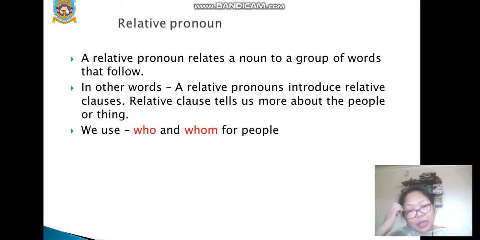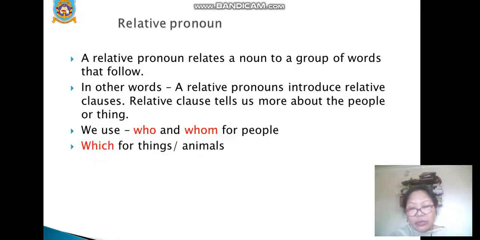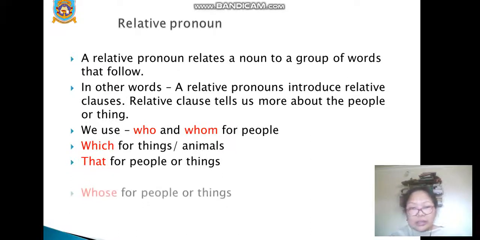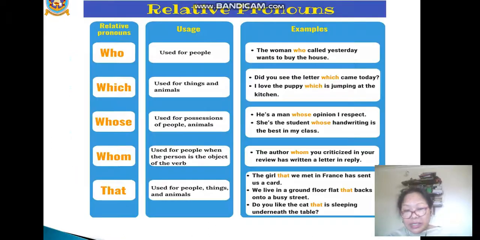In relative pronouns we use who and whom for people. We use which for things and animals, we use that for people or things, and we use whose for people or things. So these are the relative pronouns. Who is used for people. Example: the woman who called yesterday wants to buy the house. Which is used for things and animals. Did you see the letter which came yesterday? Or: I love the puppy which is jumping in the kitchen.